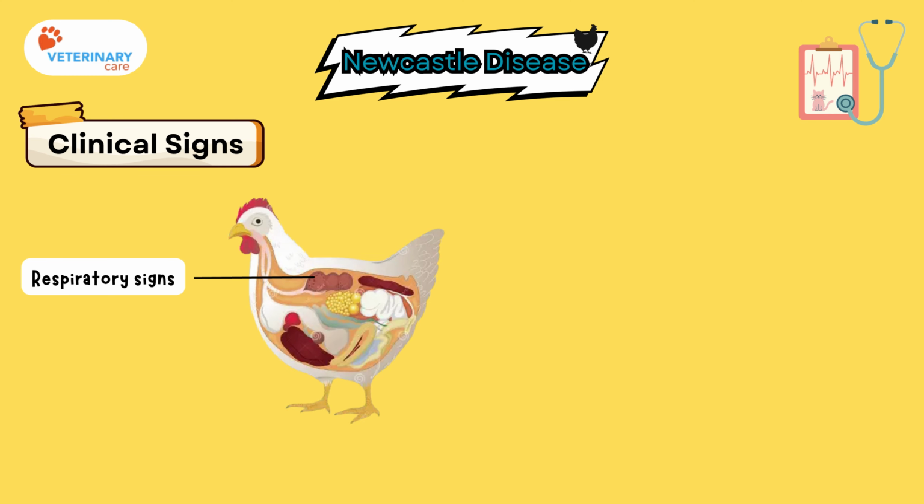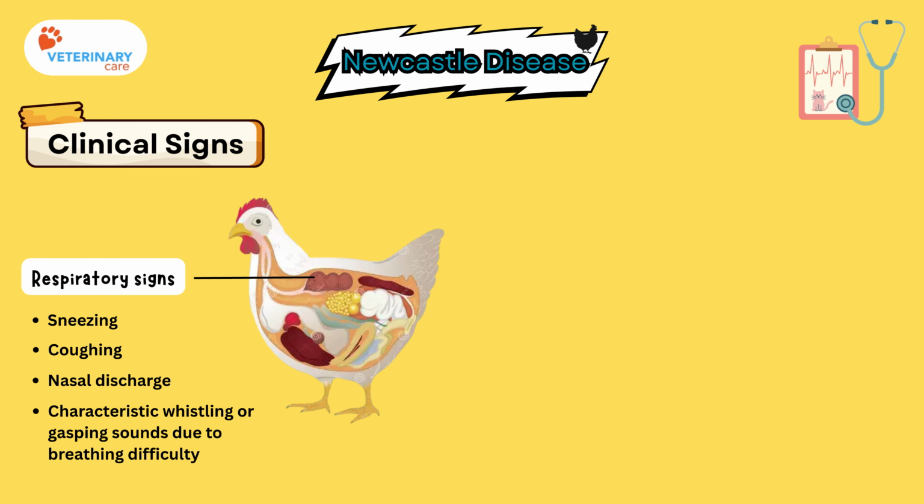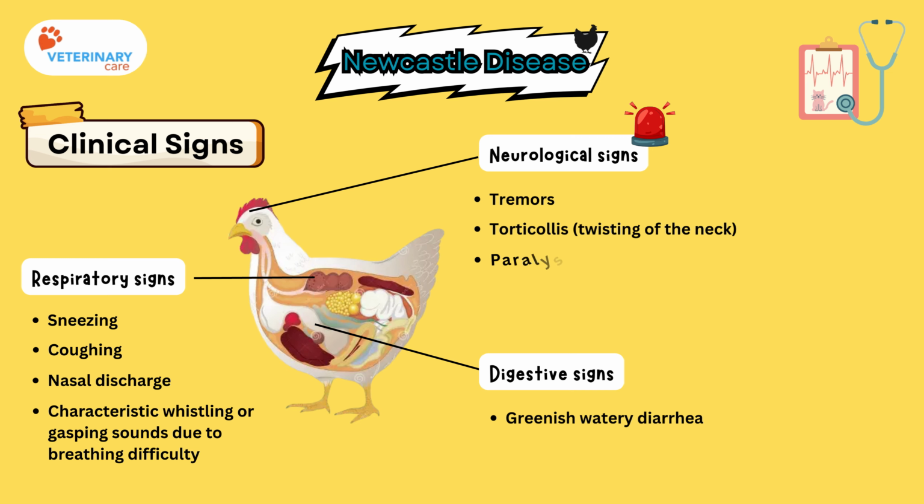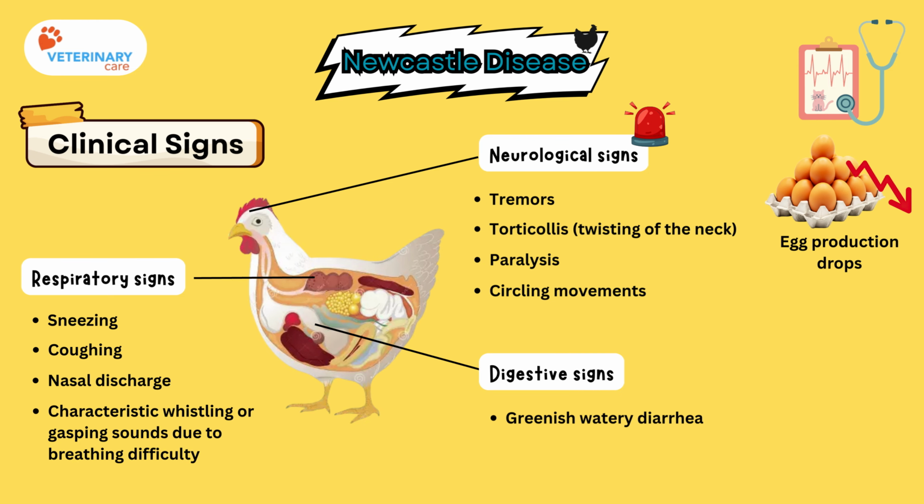Respiratory signs include sneezing, coughing, nasal discharge, and characteristic whistling or gasping sounds due to breathing difficulty. Digestive involvement may lead to greenish watery diarrhea. Neurological signs are particularly alarming and may include tremors, torticollis, twisting of the neck, paralysis, and circling movements. In laying birds, egg production drops significantly, and eggs may appear misshapen, thin-shelled, or soft-shelled.